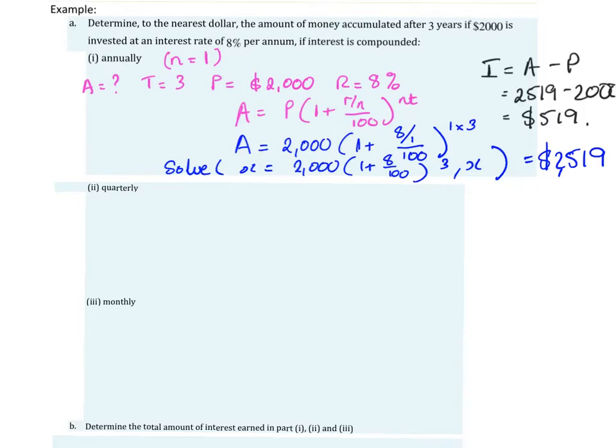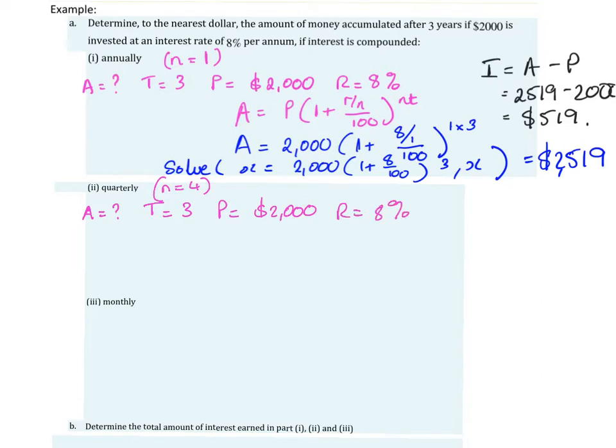So in the next bit, interest is compounded quarterly, which means that we're getting interest every quarter or 4 times a year, which means that N is equal to 4. Now, has anything else changed? Well, not really. We're still looking for A. T is still 3 years. The principal is still $2,000, and our interest rate is 8%.